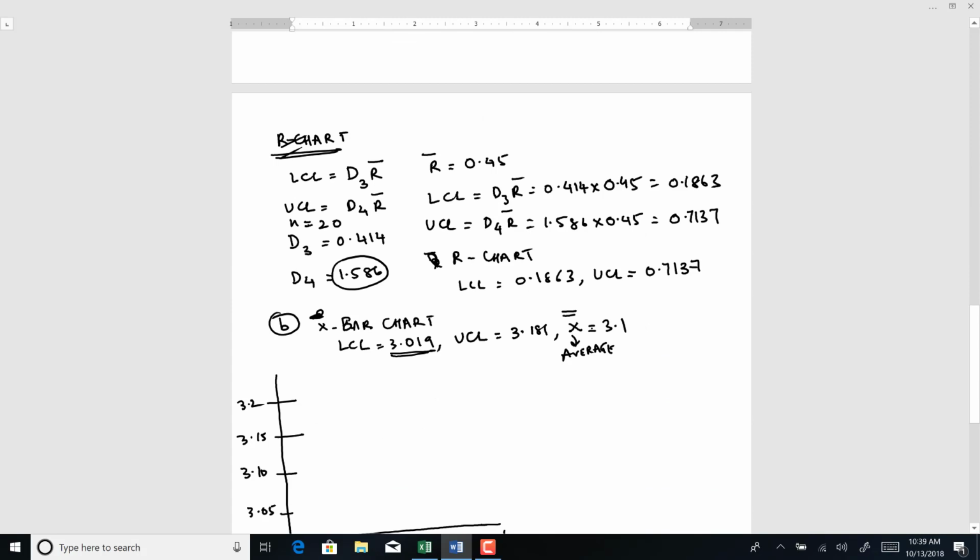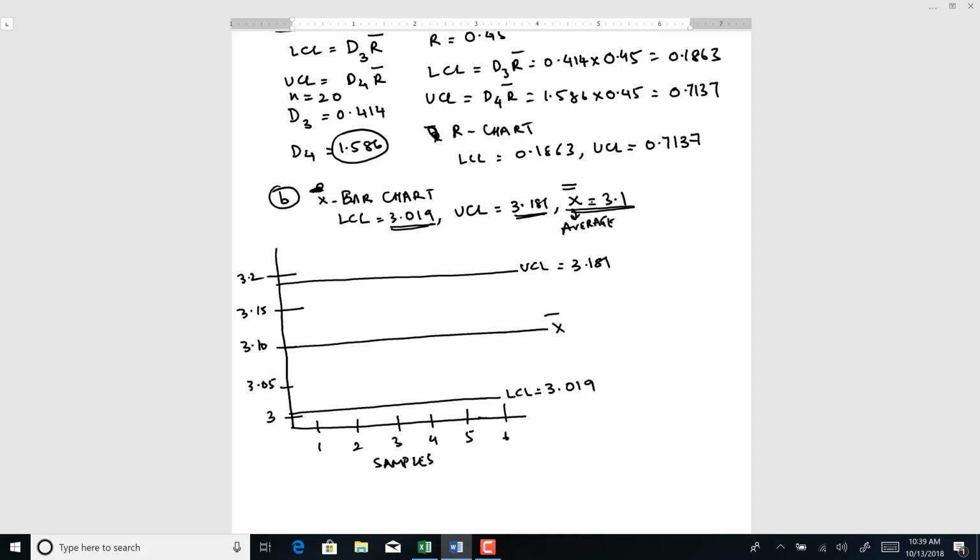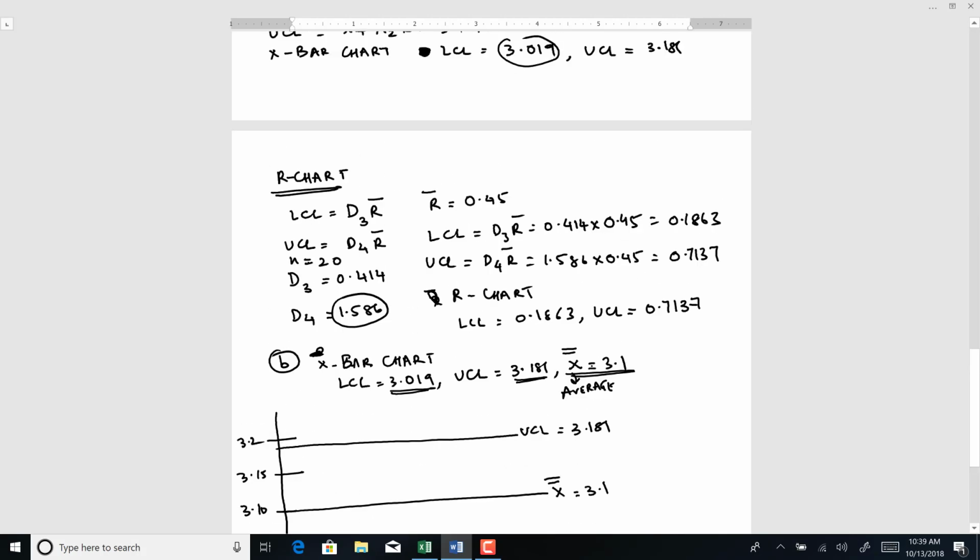So I'm plotting them. This is lower control limit, which is 3.019, and then I have upper control limit, which is 3.181, so it will be somewhere here. And then I have X double bar as 3.1, which will be this line.